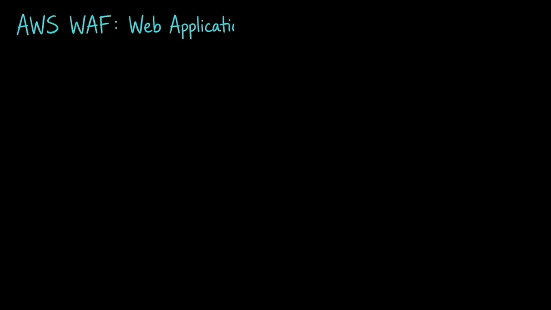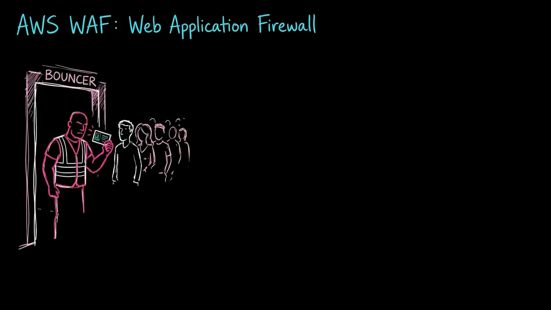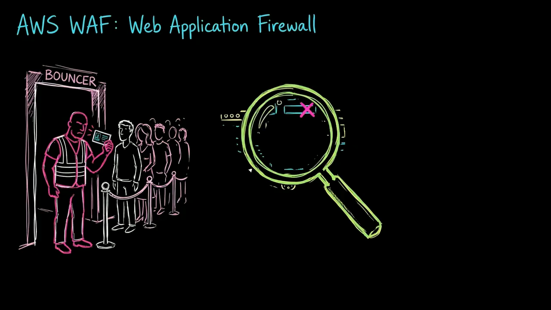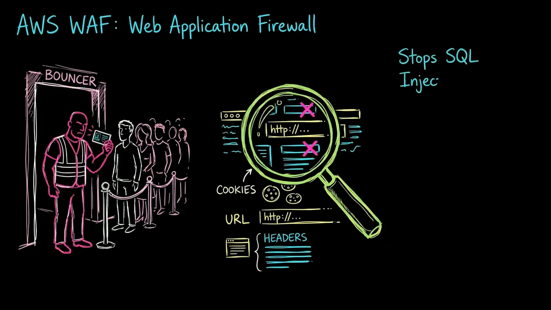AWS WAF stands for Web Application Firewall. WAF works differently. Instead of standing out by the street, it stands directly at the entrance checking IDs. WAF inspects the contents of each request very carefully. It examines things like HTTP headers, cookies, query strings, and URLs. This is how WAF stops attacks like SQL injection and cross-site scripting, also called XSS.